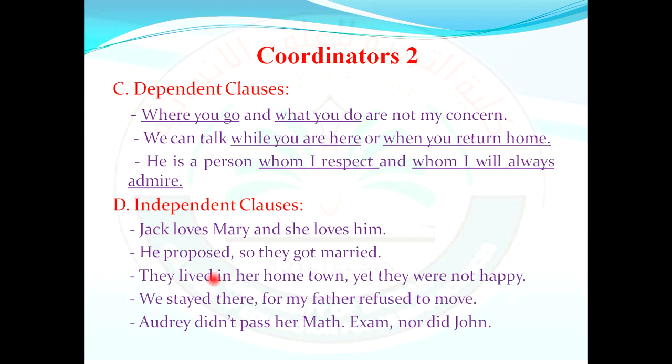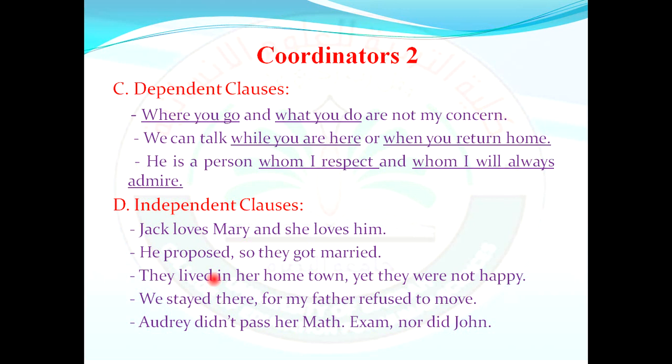We can talk while you are here or when you return home. So while you are here, when you return home, both are dependent clauses coordinated by means of the coordinating conjunction or. He is a person whom I respect and whom I will always admire. So whom I respect and whom I will always admire, both are dependent clauses.